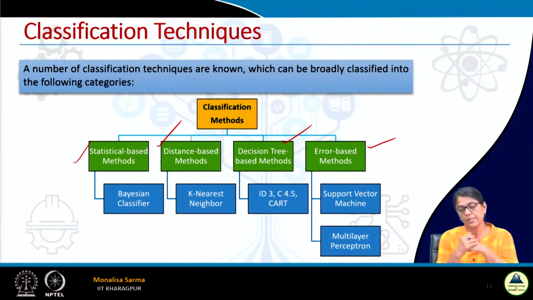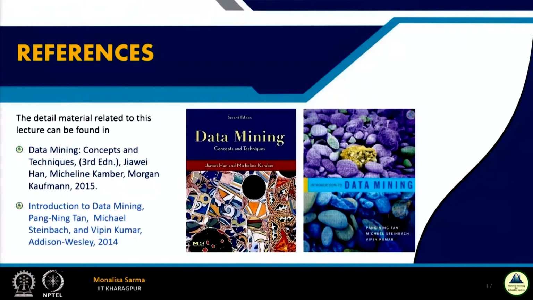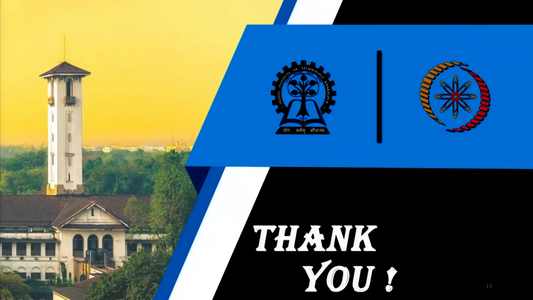Then the fourth is the error based method. In error based method I'll be discussing the support vector machine. It's a very important classifier. I'll be discussing the support vector machine in a couple of lectures. Okay, and so coming to the conclusion, in this lecture we learned about the basic introduction of the classification tasks, the idea of supervised and unsupervised classifications, and I have also put this taxonomy of some popular classification techniques. In the next few lectures we'll look into the working of some such classification methods. Okay, these are the references, and thank you guys.